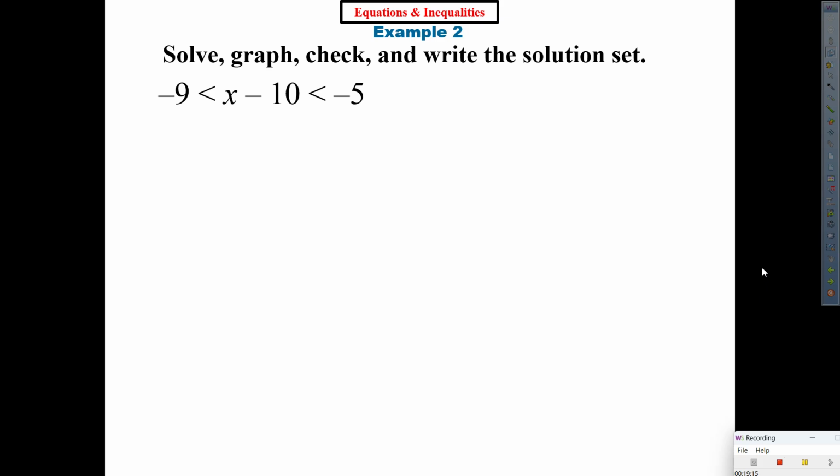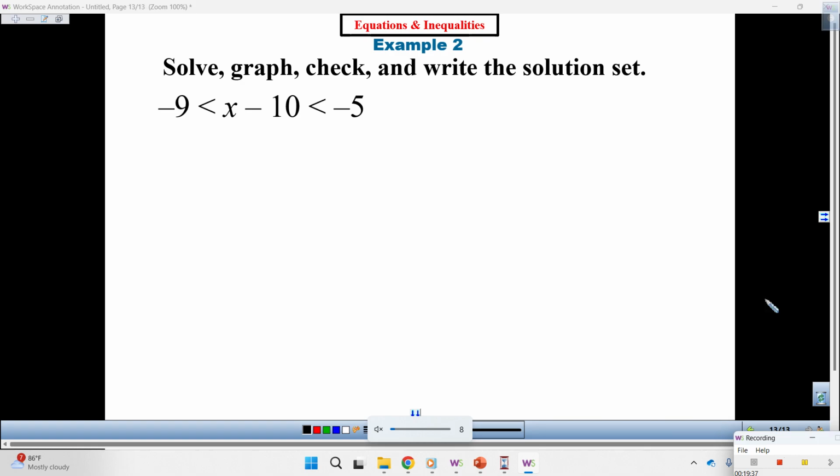All right, example 2. Copy this one. You don't have to copy the instructions anymore. Compound inequality is -9 less than x minus 10 less than -5. Do that one by yourself. You should be able to do that one by yourself. It's just like the one we just finished. Copy and go. Give you a head start. All right, check in with your neighbors, see where they're at, and then Scarlett's going to get us started with this one.